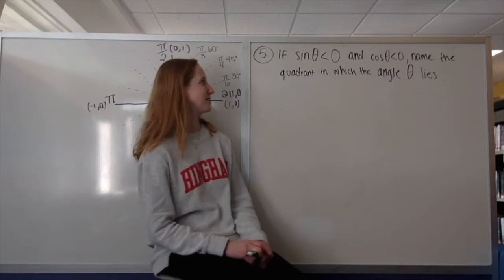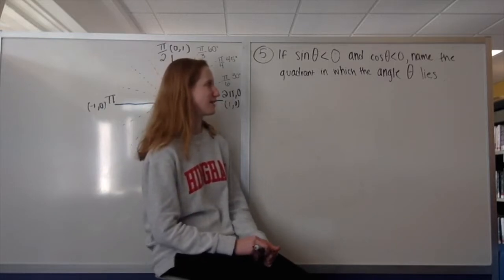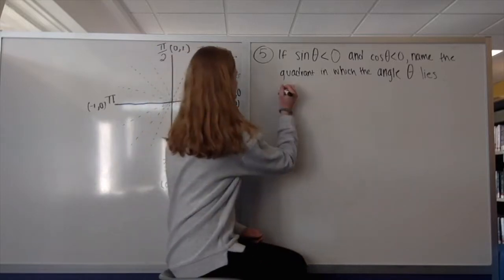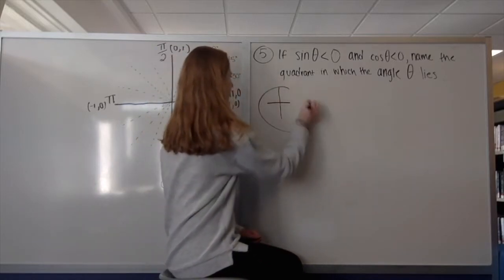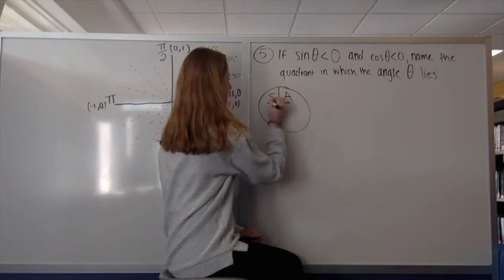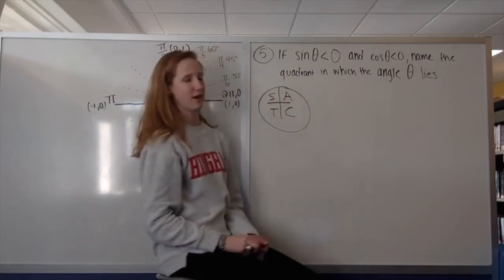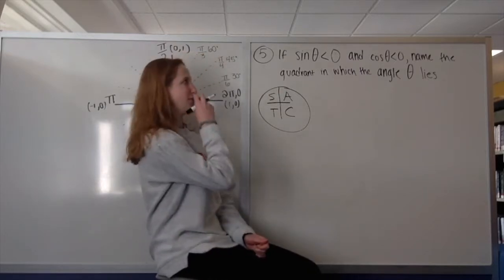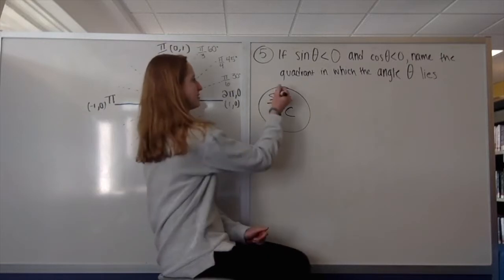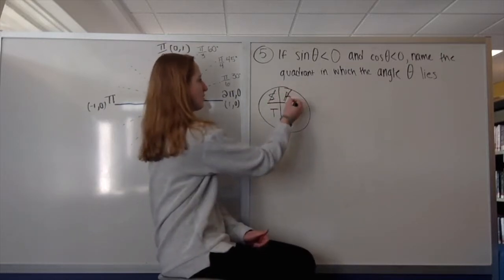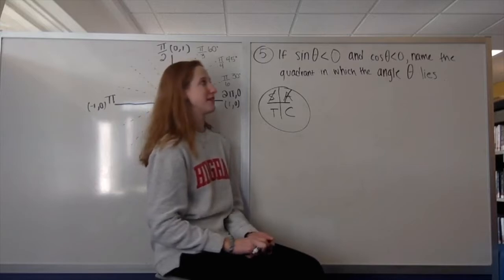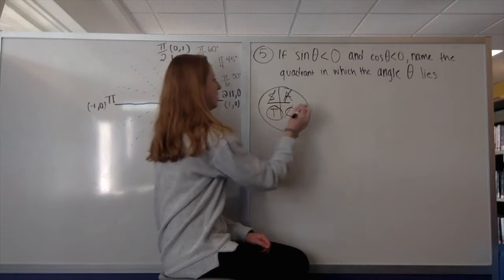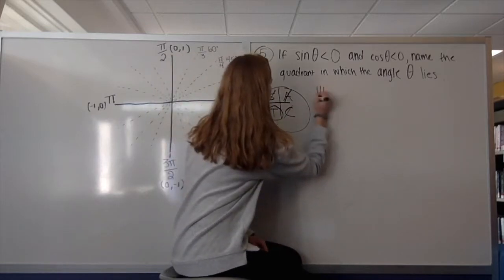Okay, so this problem asks, if sine is less than 0 and cosine is less than 0, to name the quadrant in which the angle theta lies. So in order to figure this out, you want to draw your unit circle with "All Students Take Calculus" to figure out positives and negatives, in which quadrant the angle theta would lie. So if sine theta is less than 0, that means that sine is negative, and if cosine theta is less than 0, that means that cosine is negative, which means angle theta lies in the third quadrant.